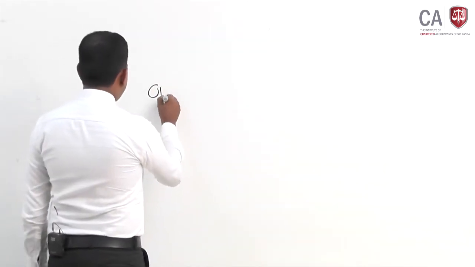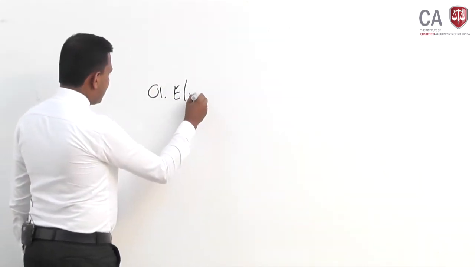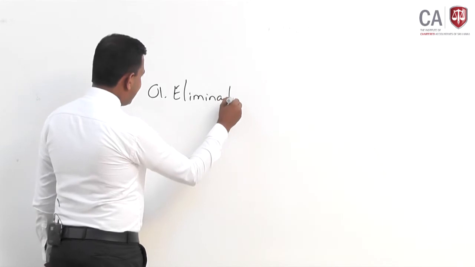So before starting the MCQ discussion of the July examination paper, I want to tell you my golden rules, which I discussed during the webinars. When you attend any MCQ question, always apply these golden rules. Number 1, elimination theory. Elimination theory, what is that?